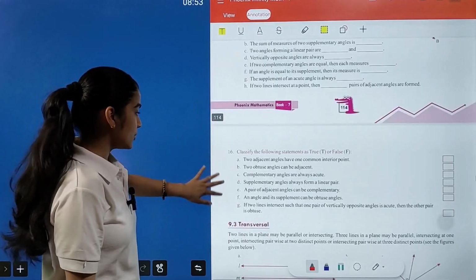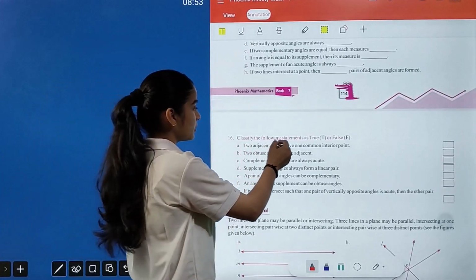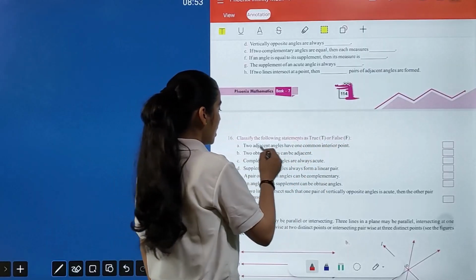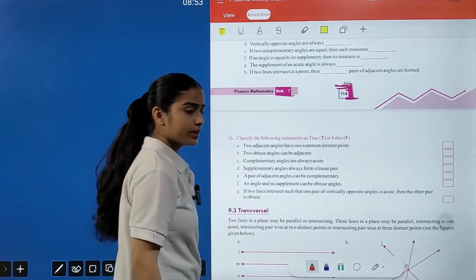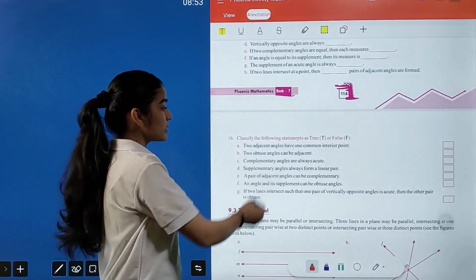And now we move forward to the 16th question. Classify the following statements as true or false. Two adjacent angles have one common interior point. Yes, it could be. Two obtuse angles can be adjacent.